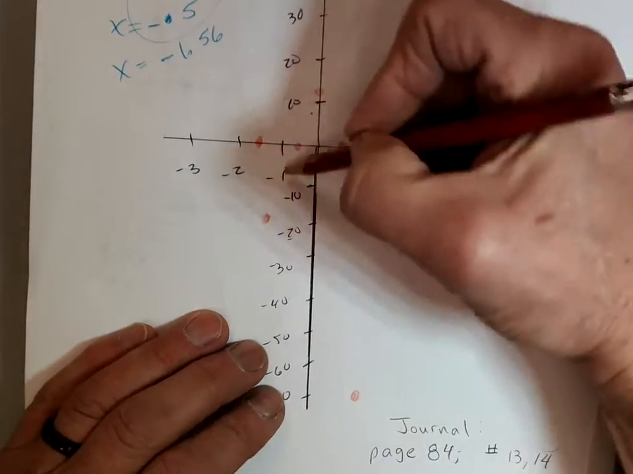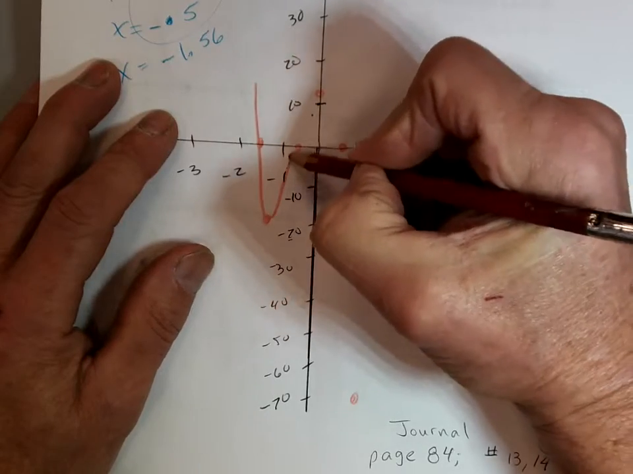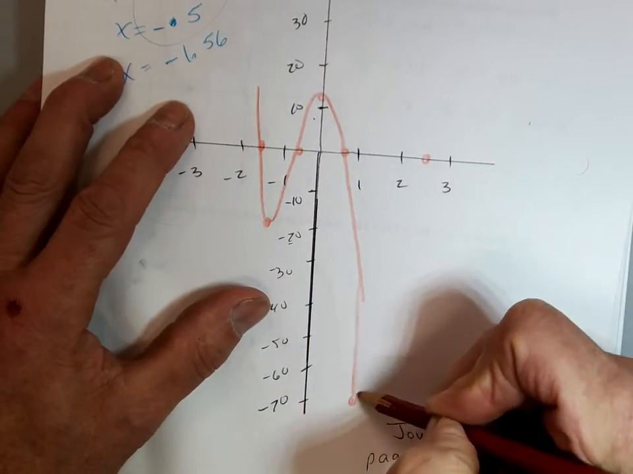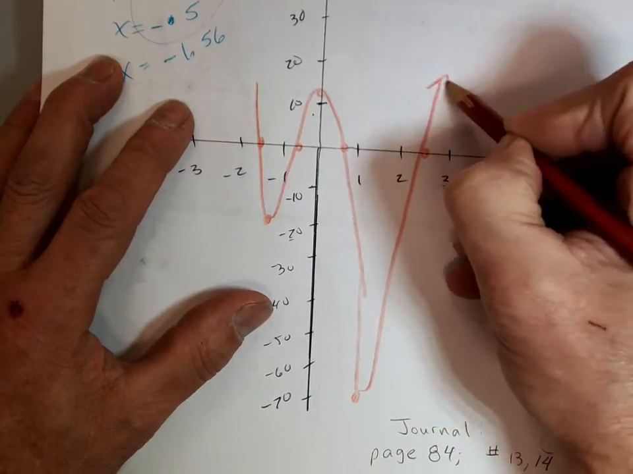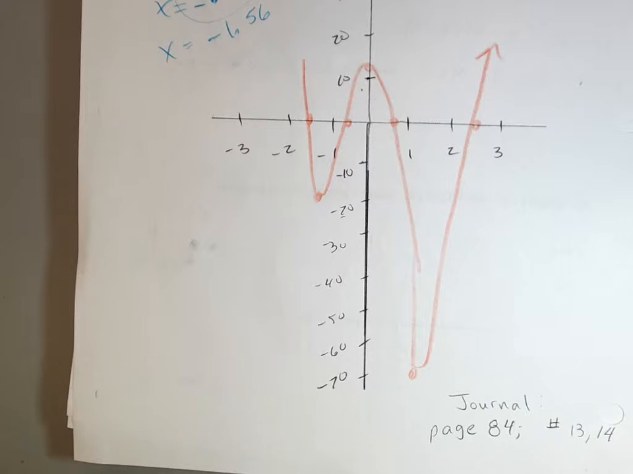So now I can graph it, right? It's going to look something like this. There we go. And I'm off by a little bit. Darn it. Oh, that's an ugly graph. Oh, that is so ugly. Oh, well, there it is, huh? Okay. Now, let's look at our journal. Page 84, okay?